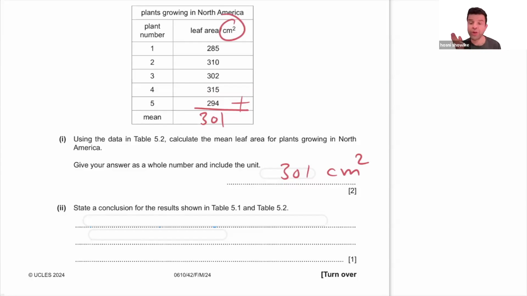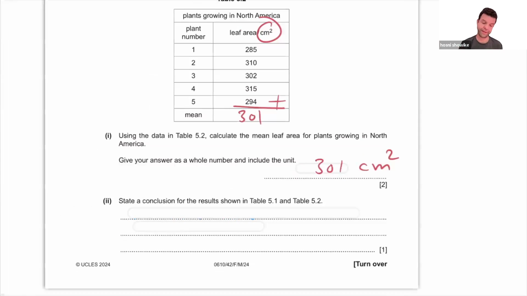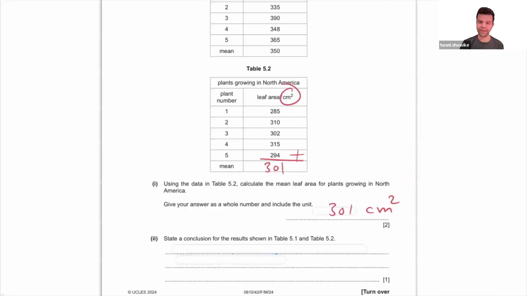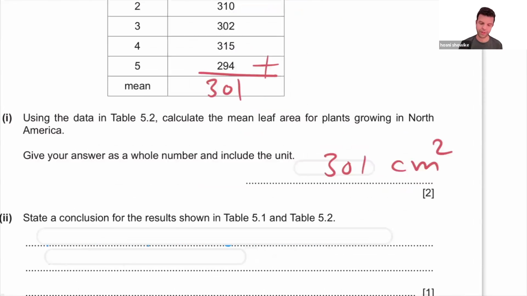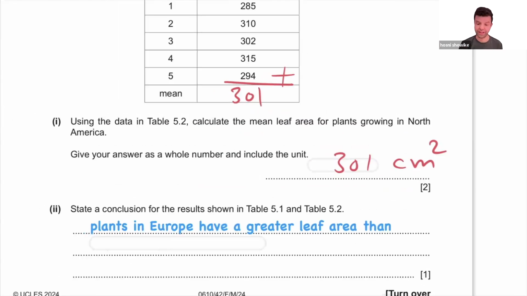What's the most obvious conclusion that you can come up with from this data? You would find that those growing in Europe have larger leaves, right? So that's what I'm going to say here. Plants in Europe have a greater leaf area than those in North America.